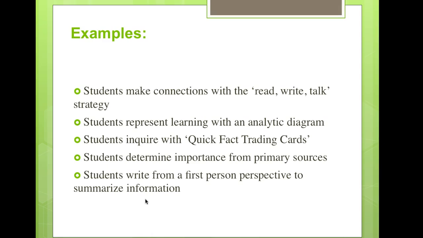Examples: students make connections with the read, write, talk strategy, which is a cooperative learning strategy. Students represent learning with an analytic diagram or an infographic. Students inquire with quick fact trading cards. Students determine importance from primary sources, so they can take primary sources and get together in teams, and they decide which one's the most important, and they put them in actual physical order on the table, and then they write some notes about each one as they go, about why it's most important, why it's next, and so forth.